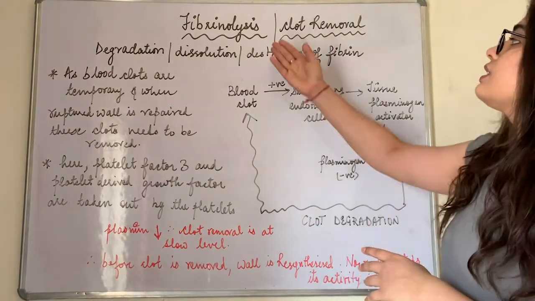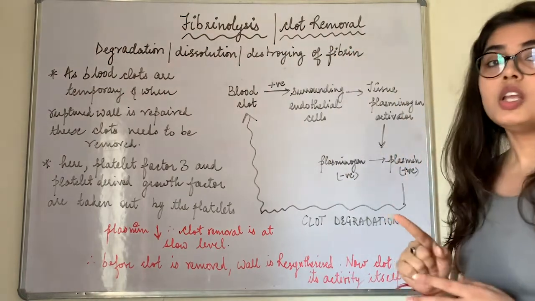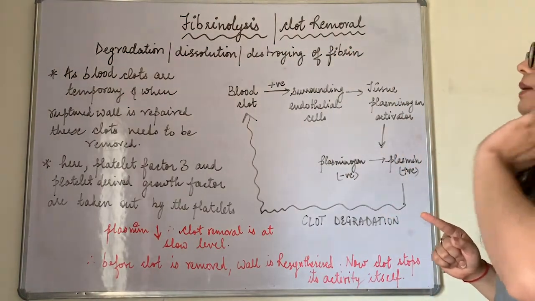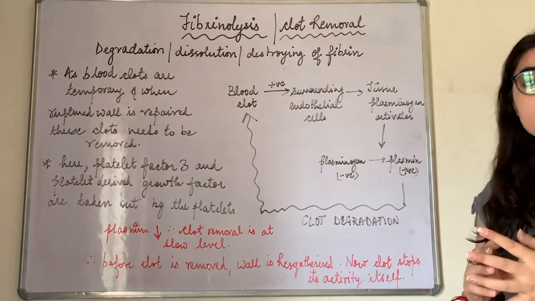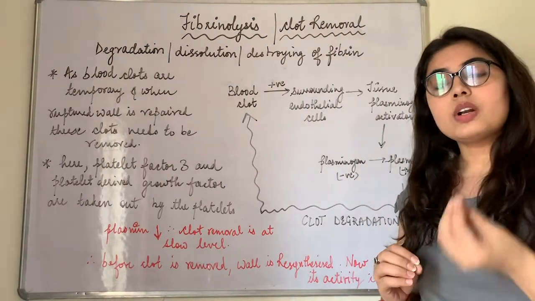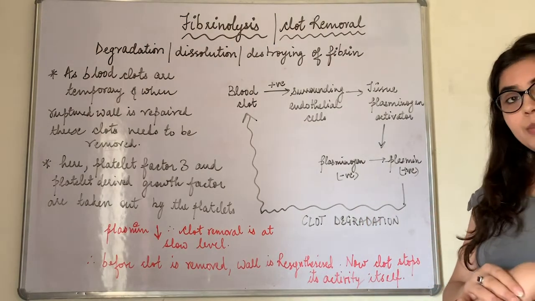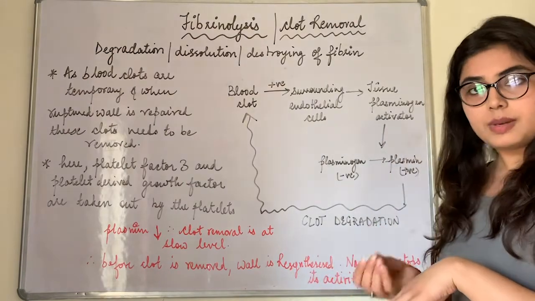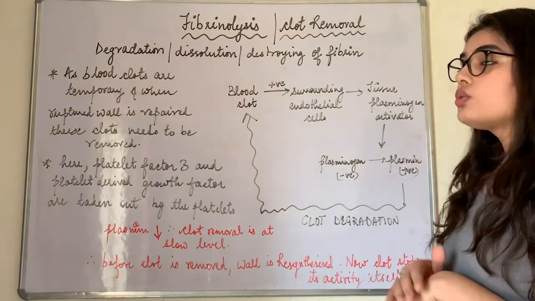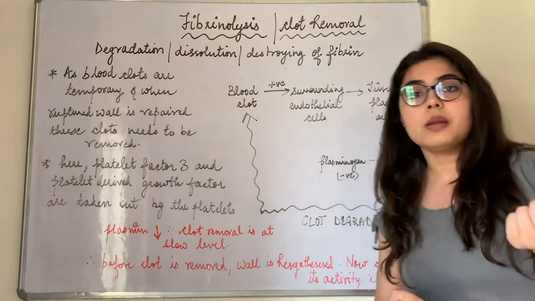As you can see, I've written fibrinolysis. The other name of fibrinolysis is clot removal. Clot removal means, for example, there is a wound, right? And in that wound, due to the rupturing of the blood vessel, blood starts coming out. In order to stop that blood from coming out, the clot mechanism takes place, right?